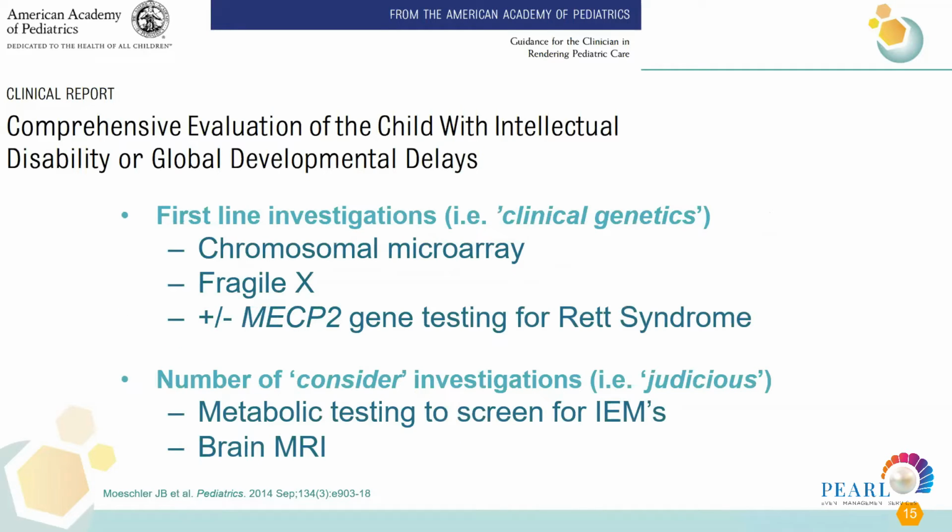The first line investigation in terms of genetics was chromosomal microarray, in addition to Fragile X testing, with or without screening or genetic testing for Rett syndrome. And then they also mentioned that the physician has to consider certain other investigations judiciously based on the clinical features. This included metabolic testing to screen for inborn errors of metabolism with or without a brain MRI.